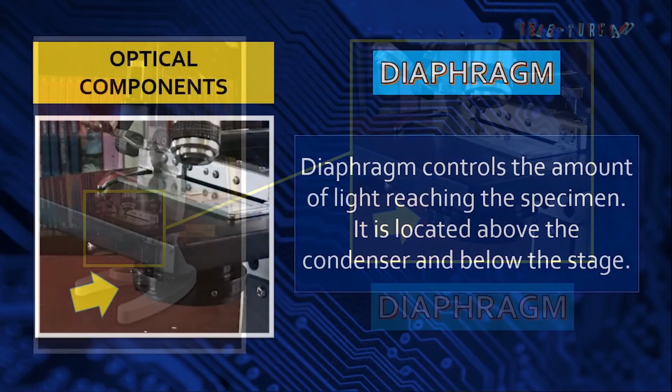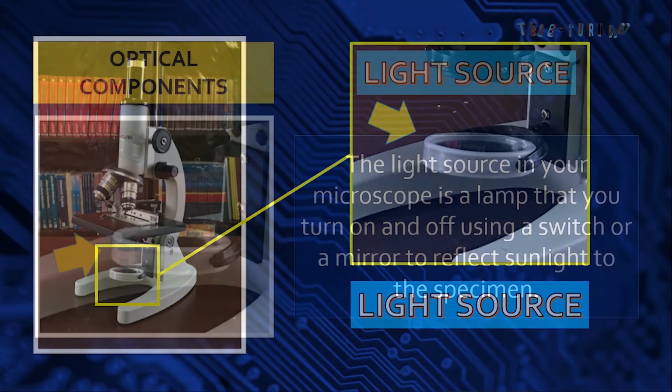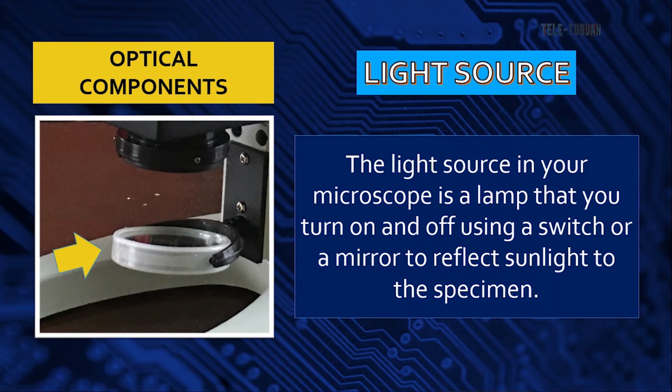Diaphragm. Diaphragm controls the amount of light reaching the specimen. It is located above the condenser and below the stage. Light source. The light source in your microscope is a lamp that you turn on and off using a switch, or a mirror to reflect sunlight to the specimen. Those are the parts of a compound microscope.